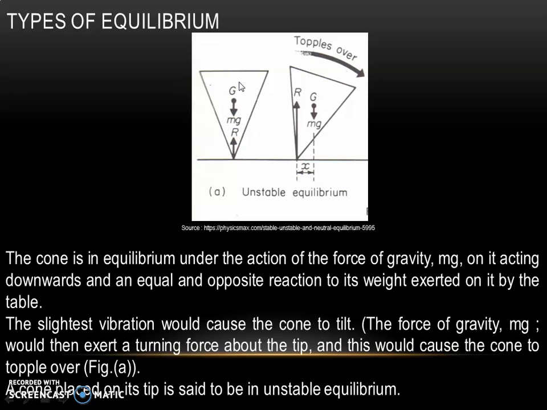The slightest vibration would cause the cone to tilt. So, the force of gravity mg would exert a turning force about the tip, and this will cause the cone to topple over. And the cone placed on the tip is said to be in unstable equilibrium, as it does not regain its original position.